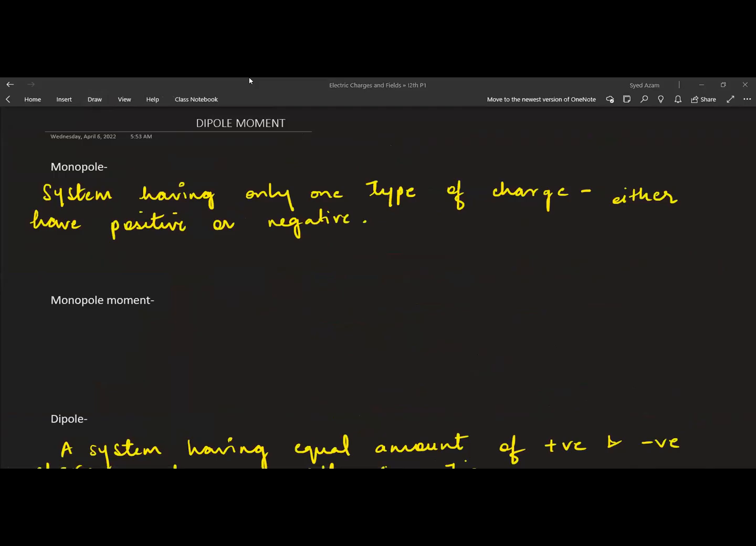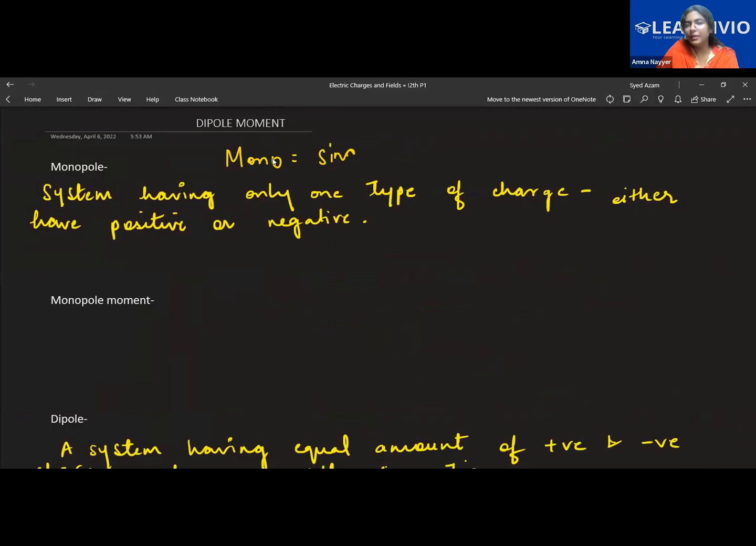Okay, class, let's start with the dipole moment concept. For understanding dipole, we should understand what is meant by monopole first. From the term, it's very clear: mono means single, and the term pole is used for polarity. So monopole means a system that has only one charge, one kind of polarity.